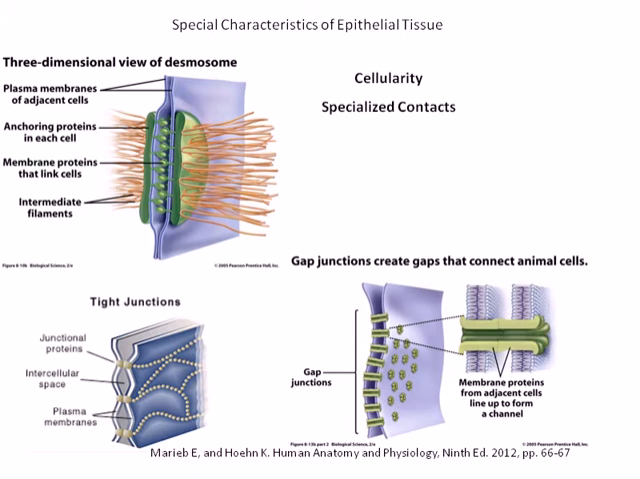Gap junctions provide opportunity for cells to pass small molecules like water and ions to one another. Gap junctions in adjacent plasma membranes align to form hollow cylinders known as connexons. These connexons allow small molecules to pass from one cell to another.